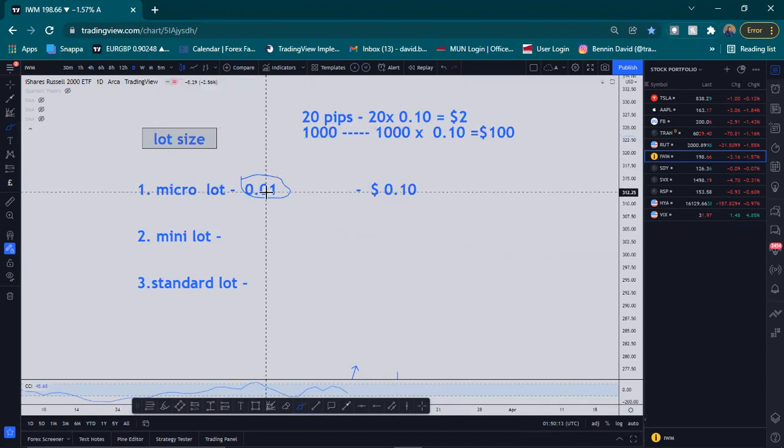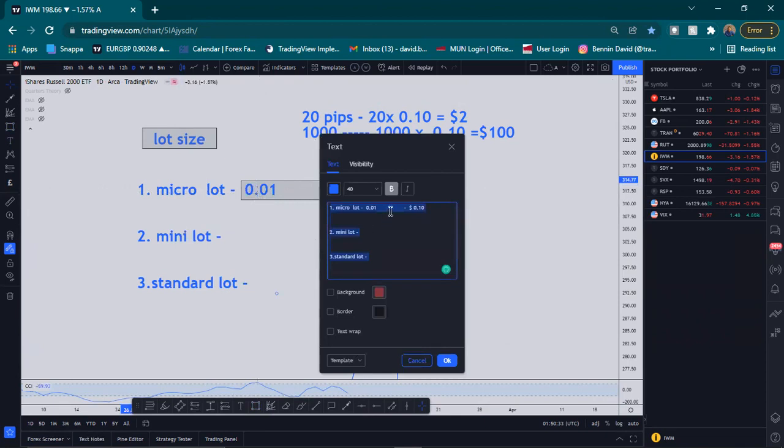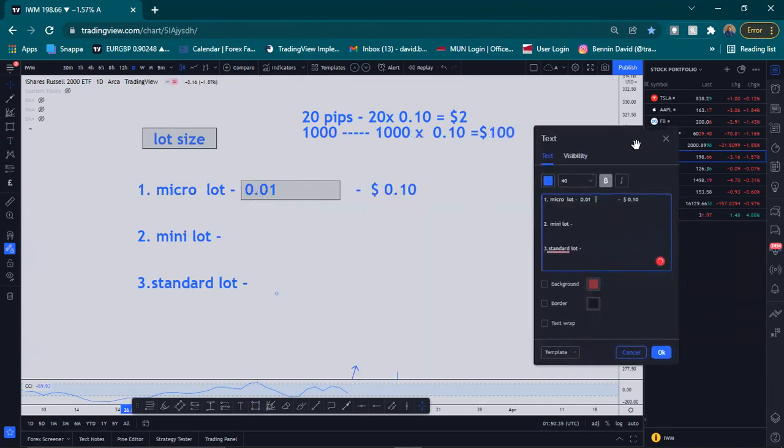But this value is a range. So the micro is not just, when we say micro lot size, it's not just 0.01, it's a range. It's a range from 0.01 to 0.09.